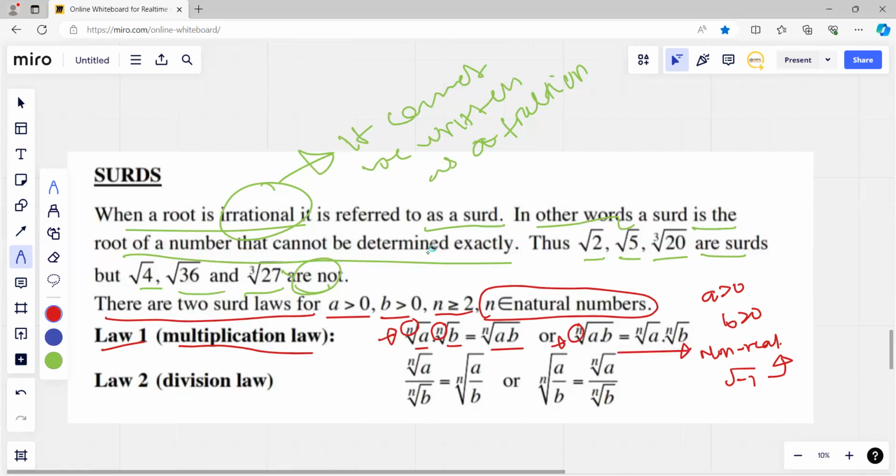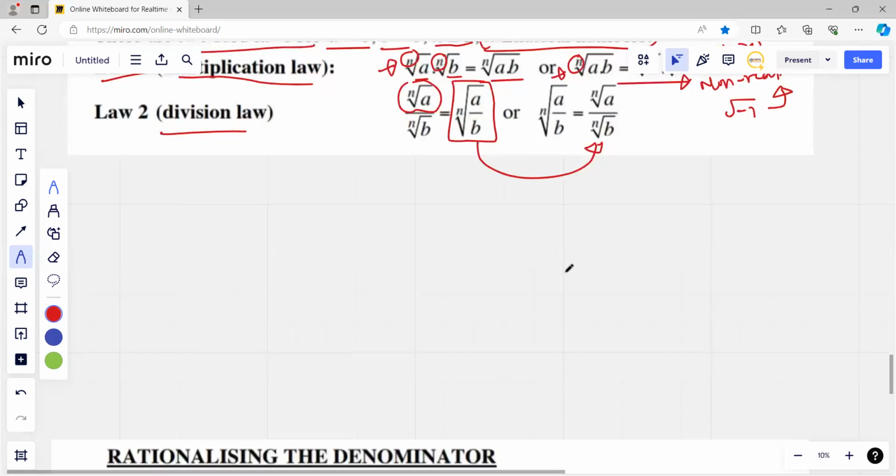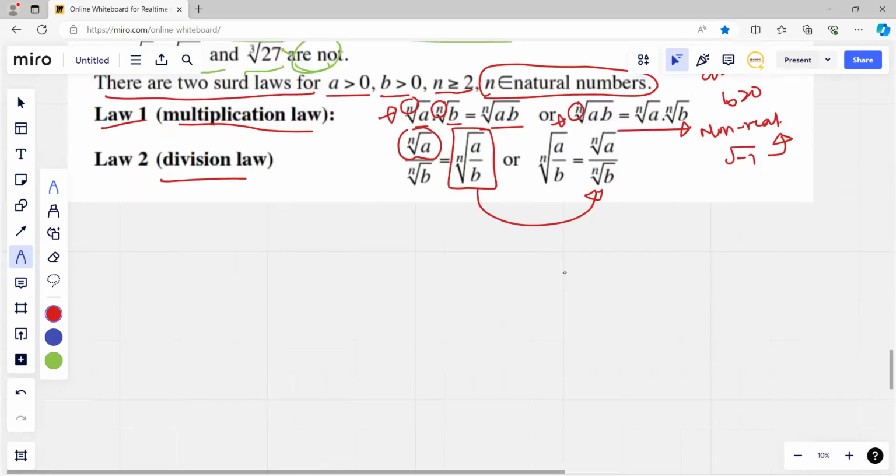Then we have a division law. It says if we have a root of the same feature, but the numbers inside might be different, then you can just write it as one root and divide everything together. And we can shift from this part to that part. You see, we can shift from this part to that part. So that is the thing about sets. So let's look at a few examples pertaining to sets.